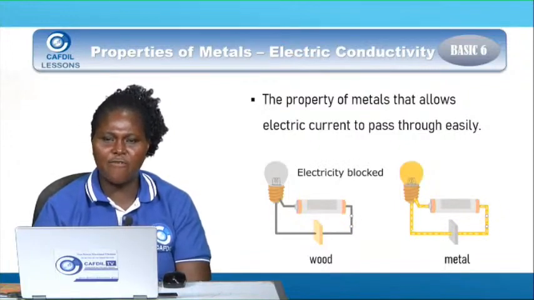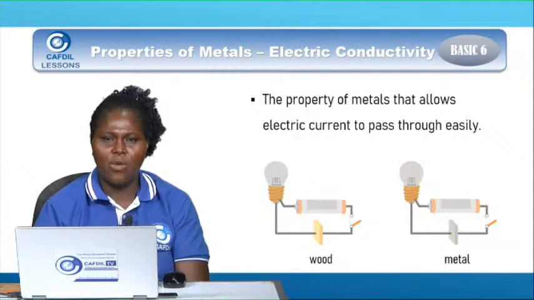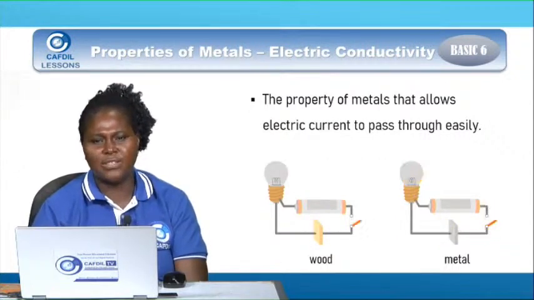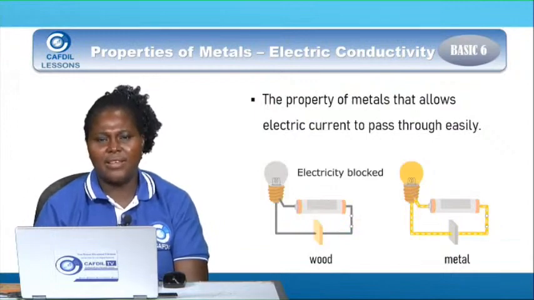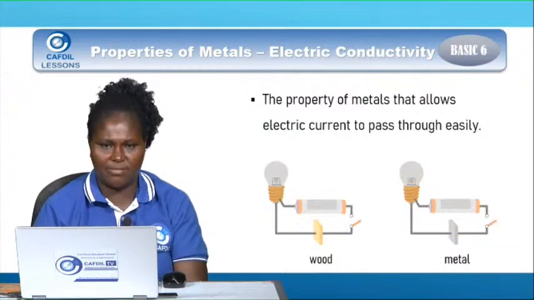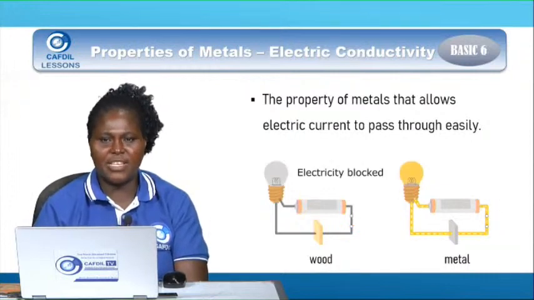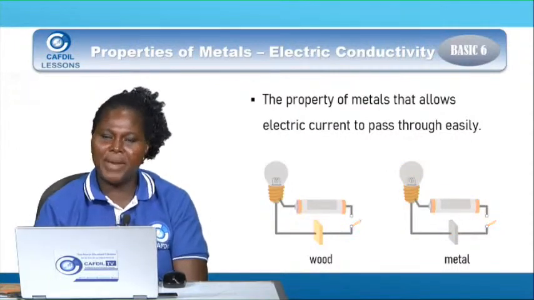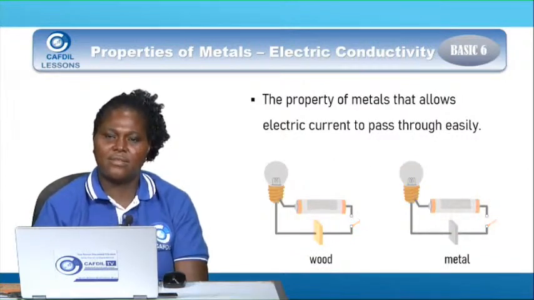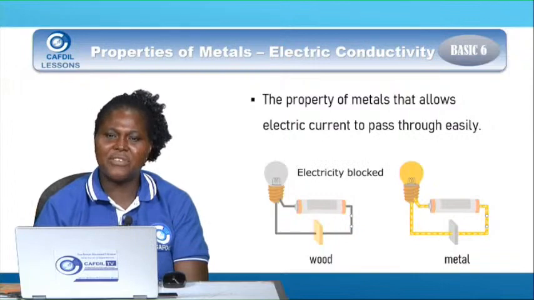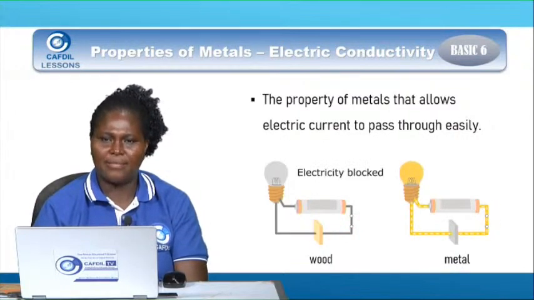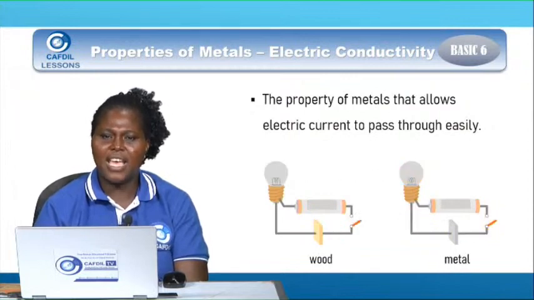So let's look at the video on our screen. With the wood, in the first picture, there is no electricity. Electricity is blocked. But with the metal, when you close it, you will see that there is current passing through the wire, and the light is on.